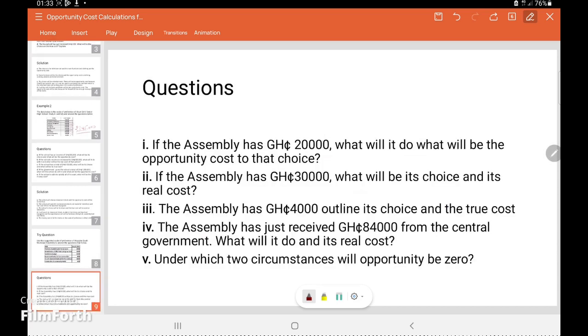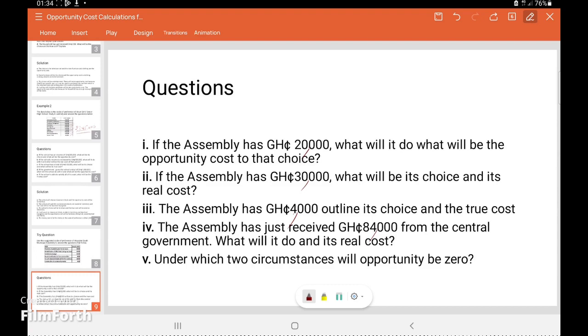And then the questions follow, similar to what we've just done. If the assembly has 20,000 Ghana cedis, what will it do with it, and what will be the opportunity costs? If the assembly has 30,000 Ghana cedis, what will be a choice and its real cost? The assembly has 4,000 Ghana cedis, name a choice and the true costs. IV. The assembly has just received 84,000 Ghana cedis from the central government. What will it do, and what will be its real cost?